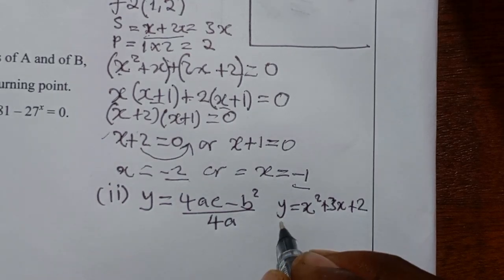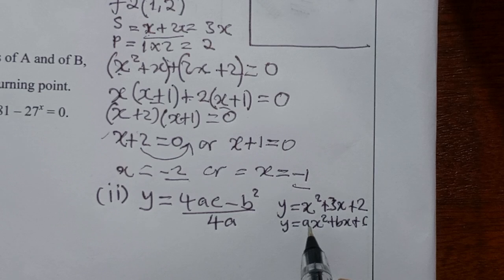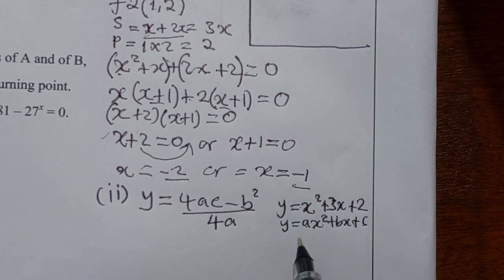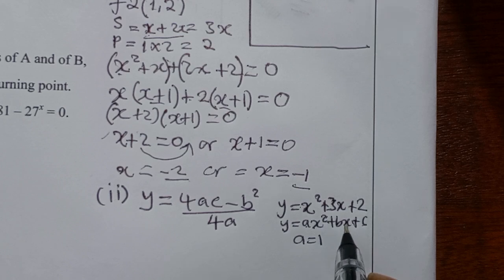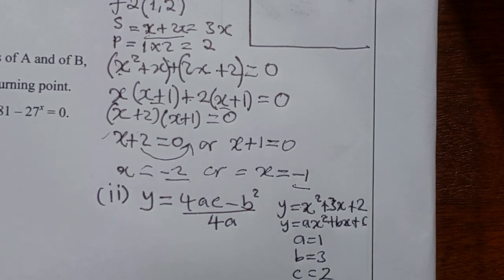We compare it with y is equal to ax squared plus bx plus c. You check the coefficient of x squared, that is the value of a. Its coefficient is 1, so a is equal to 1. The coefficient of x is the value for b, which is 3. Then c, the constant, is 2.